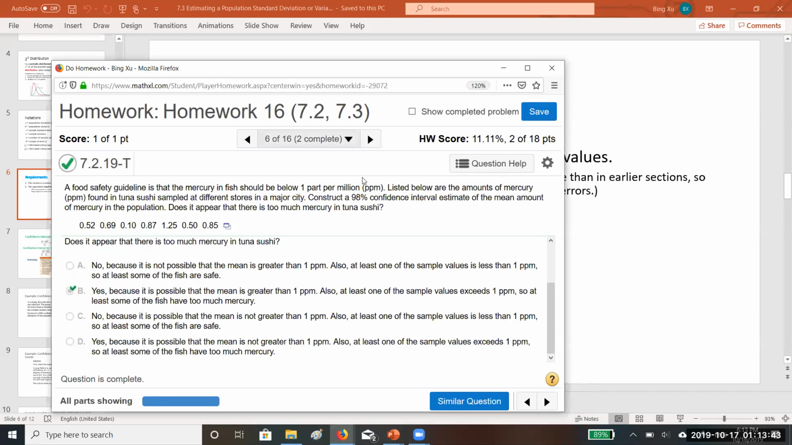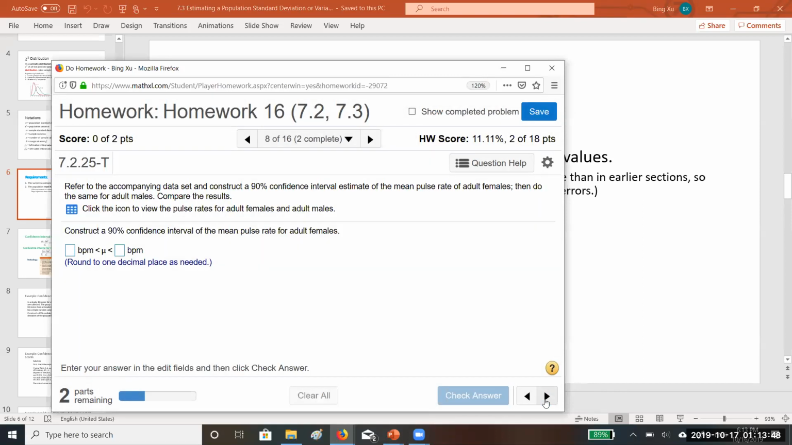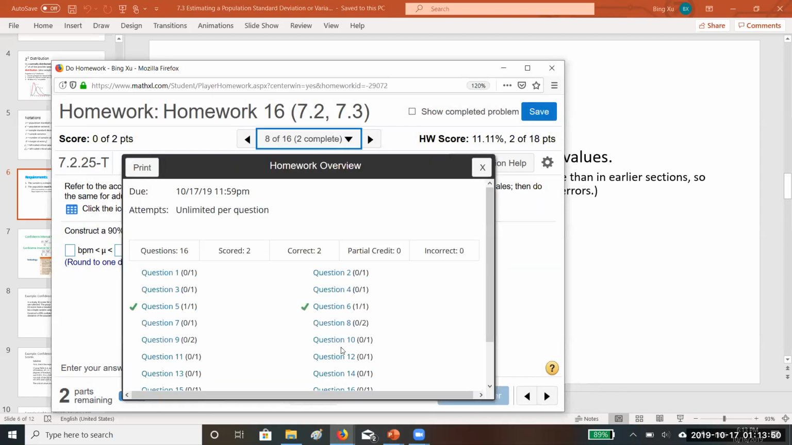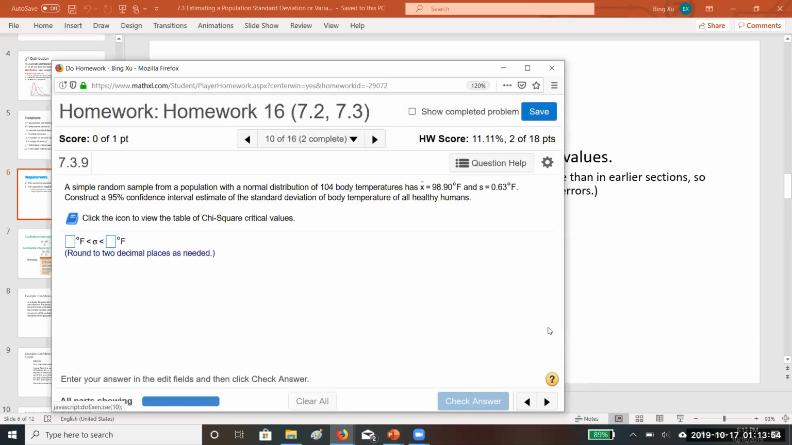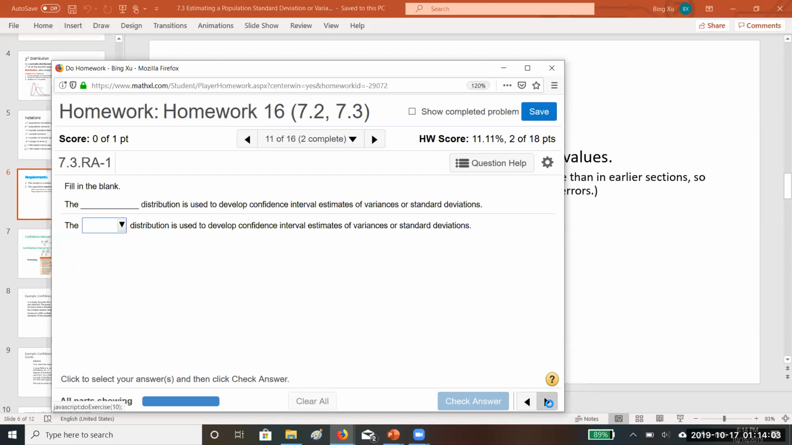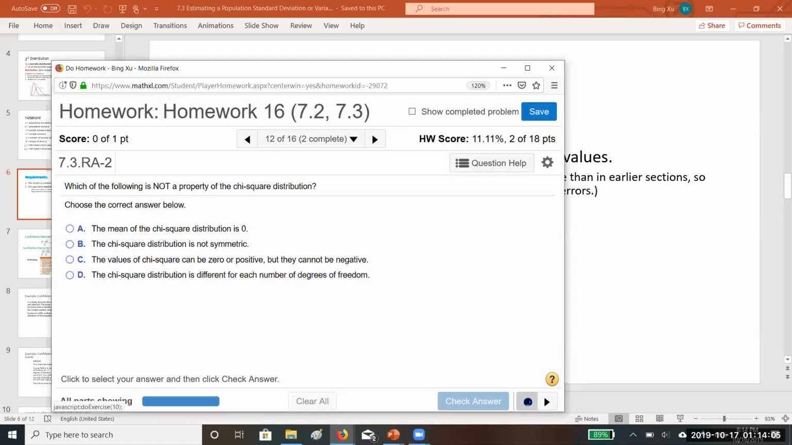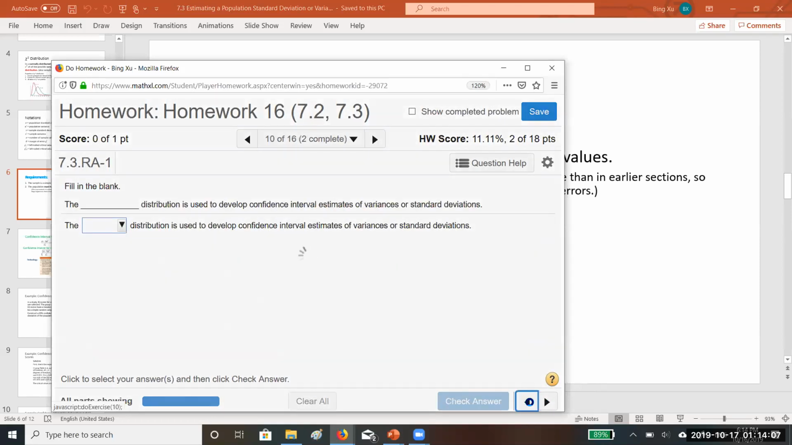So which one is starting? 10. Okay, let's look at number 10. 10 it is. All right. Oh, 10 is the easier one. Okay, let's talk about 10. 10 is kind of easy. That's the easy one? Yeah.